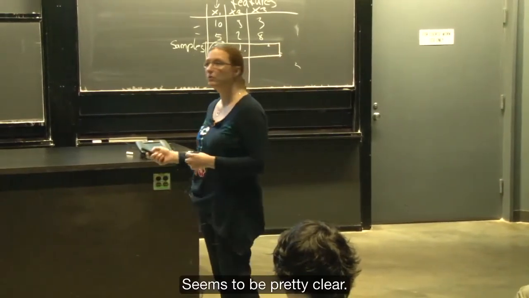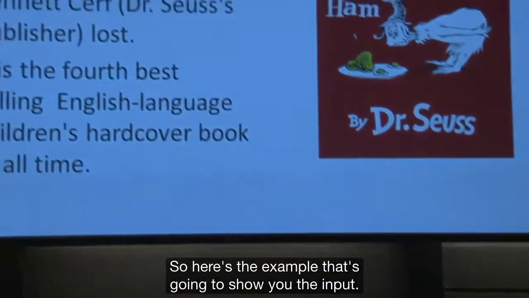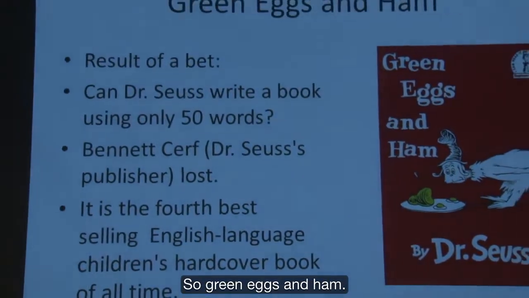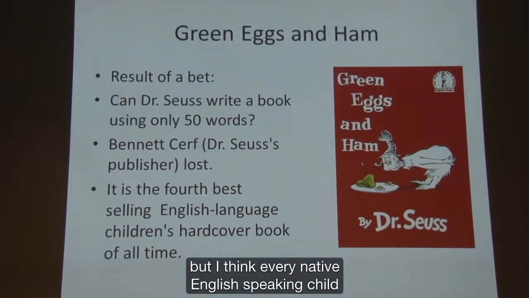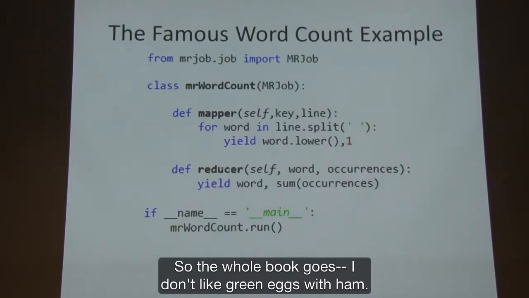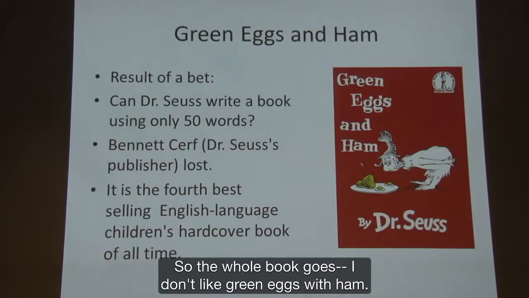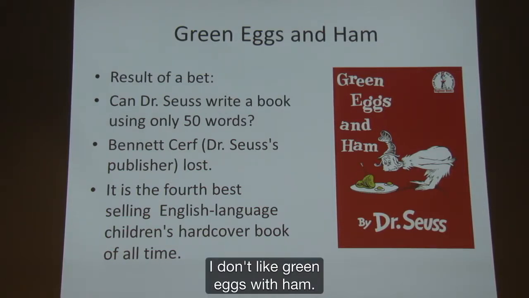Okay, seems to be pretty clear. So here's the example that's going to show you the input. So, Green Eggs and Ham. I actually did not know this children's book, but I think every native English-speaking child out there most probably does, and a lot of others as well. So the whole book goes, I am Sam, Sam I am, I do not like green eggs and ham.